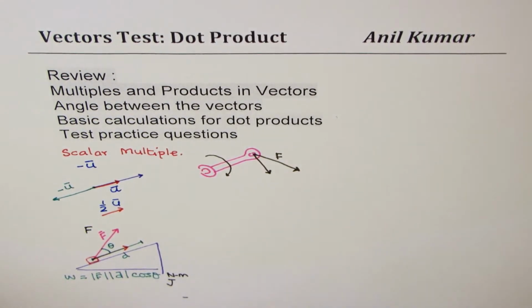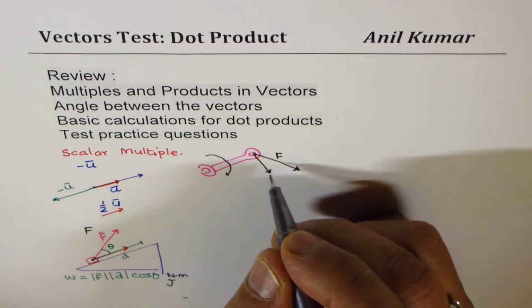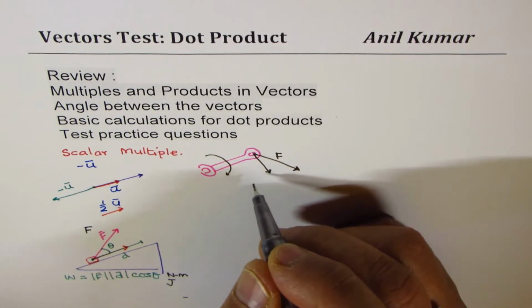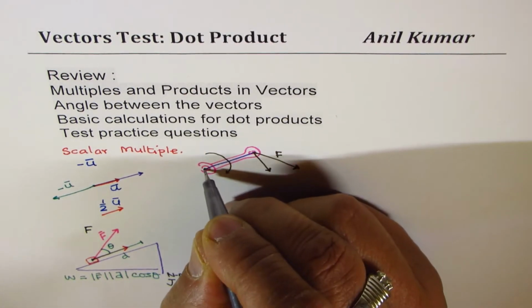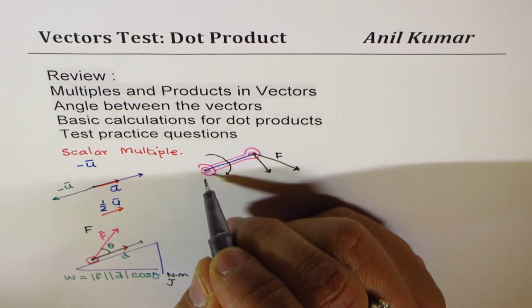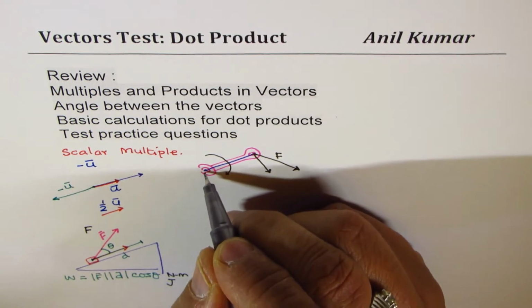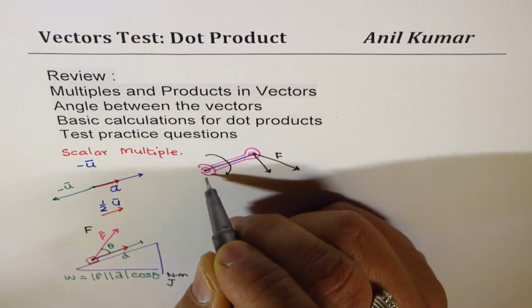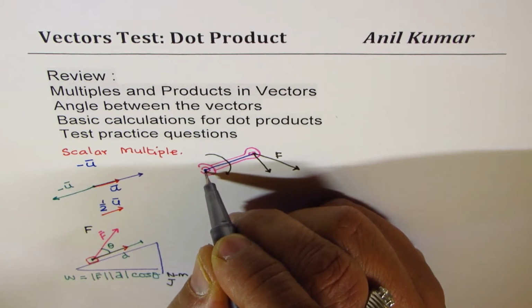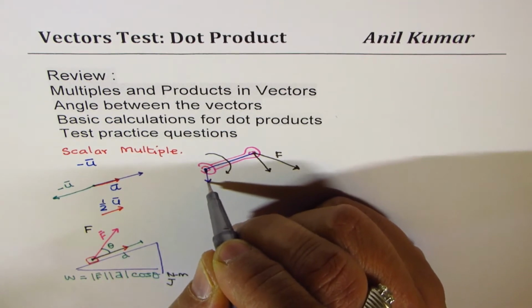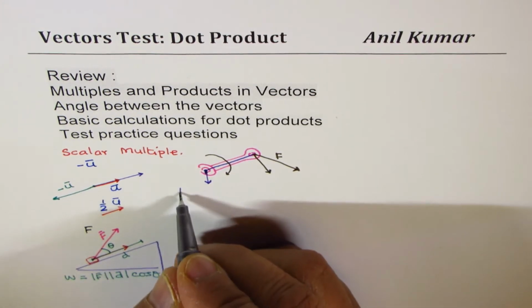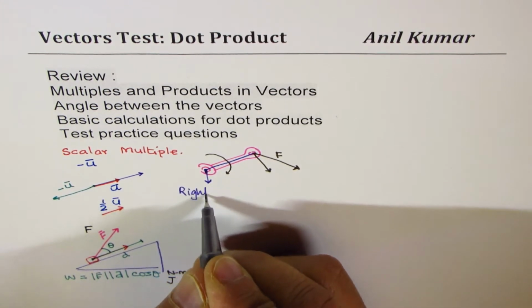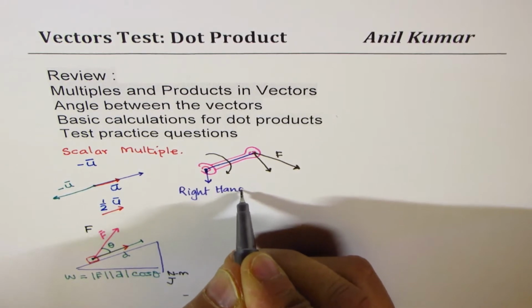Now, truly speaking, what we notice here is that if the distance from the point where effective force is being applied, if I move in this direction, that is, let's say there's a nut bolt here, it goes down, right? This is given by the right hand rule. Let me write down. Right hand thumb rule.